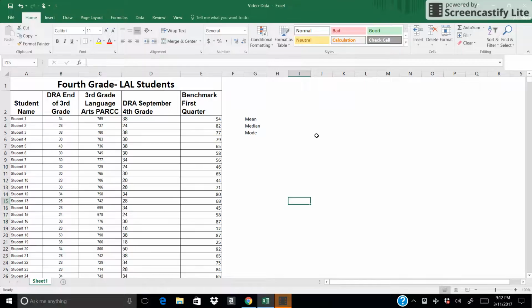I will be talking to you today about what a researcher does once they have collected their data. The first thing to do is organize it. So I will be looking at data of current fourth grade students, and I will be looking at their third grade language arts PARCC scores from last year. All of the calculations will be done using Excel, and we will be looking at mean, median, and mode.